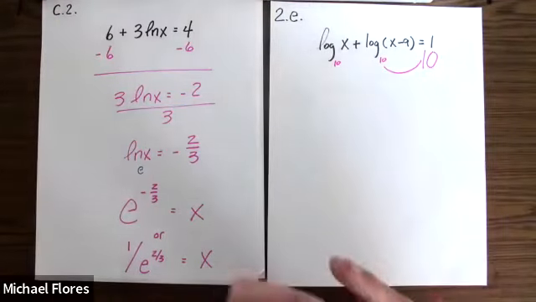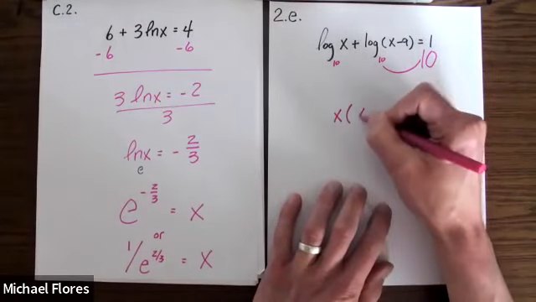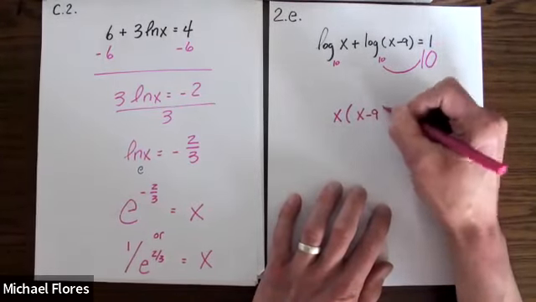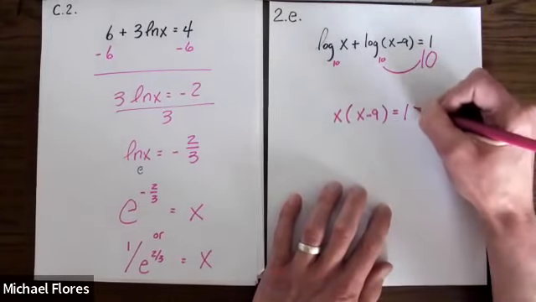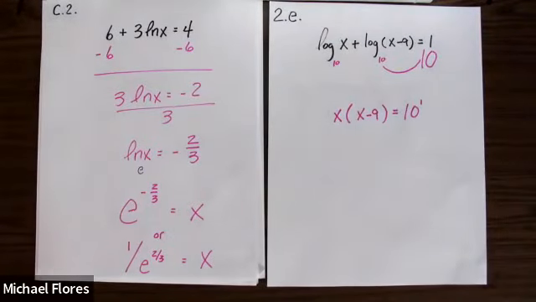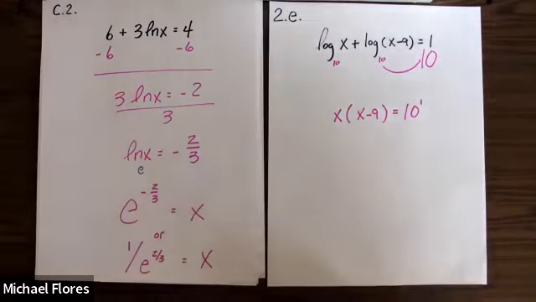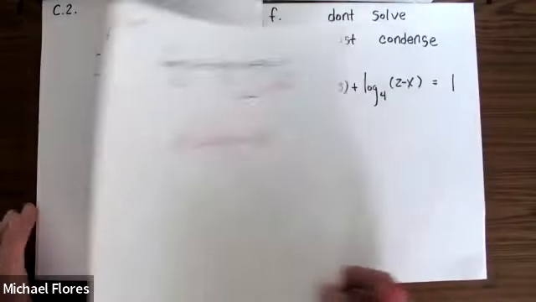So whenever we go to condense this, this is what it's going to look like. x times x minus 9, sorry, I almost said plus, is equal to 10 to the first power. 10 to the first power is just 10. And then you would solve. I think we know how to solve those types of problems, so we won't worry about that. I just want to show you how to set it up.